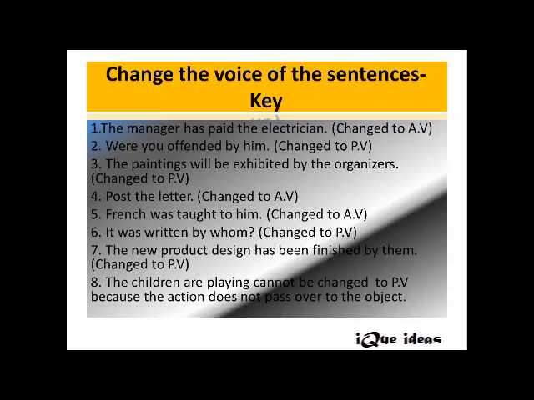The last sentence, "The children are playing," cannot be changed to PV because the action does not pass over to the object, and there is no object here, right?